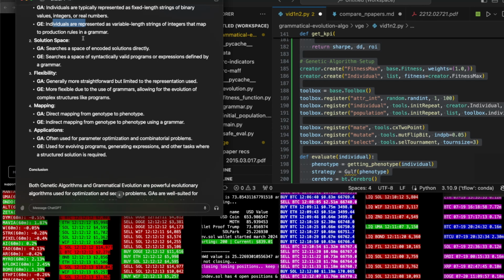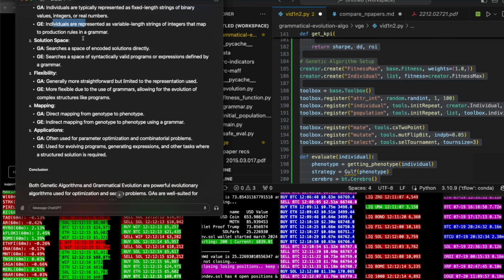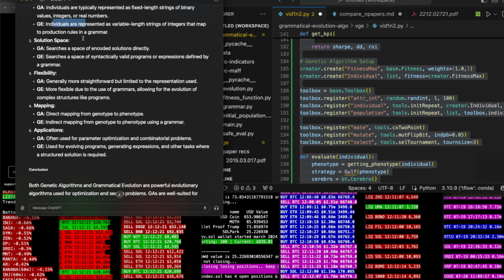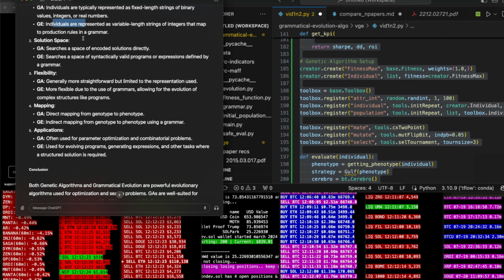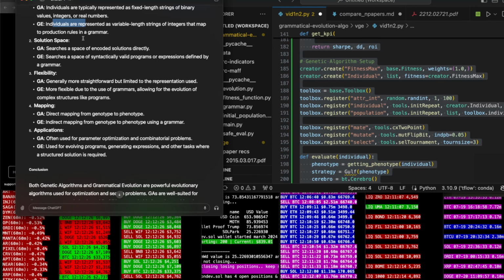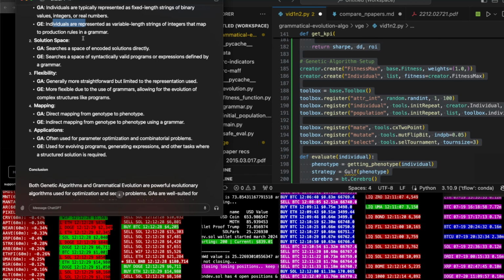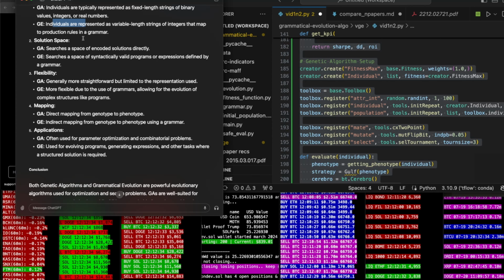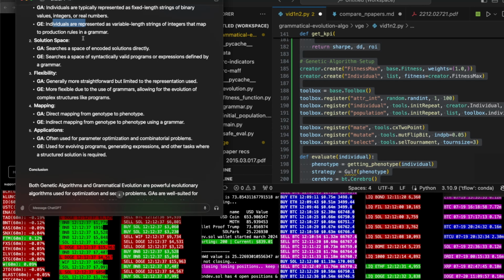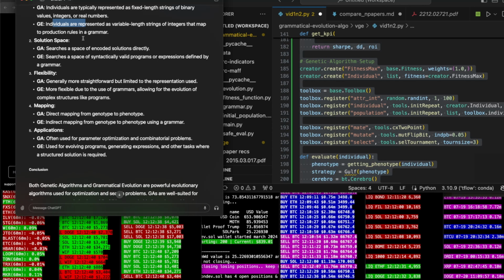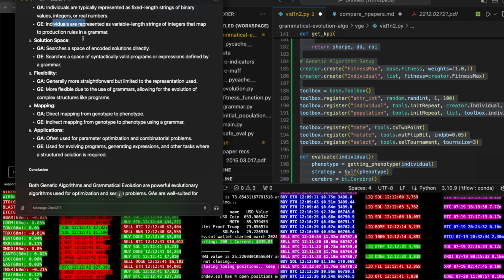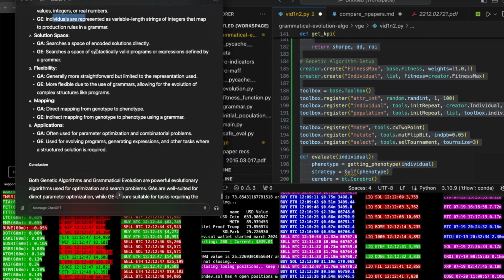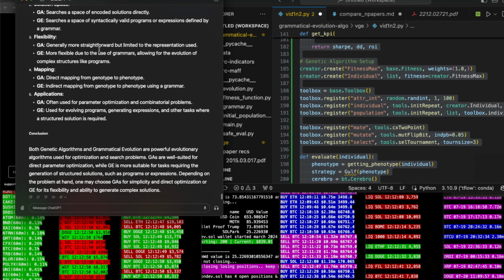Flexibility. Generally, GAs are more straightforward but limited to the representation used. GE is more flexible due to using grammars, allowing for the evolution of complex structures like programs. Mapping. GAs are direct mapping from genotype to phenotype. GE is indirect mapping from genotype to phenotype using a grammar. Applications. GA is often used for parameter optimization and combinatorial problems. GEs are used for evolving programs, generating expressions, and other tasks where a structured solution is required.